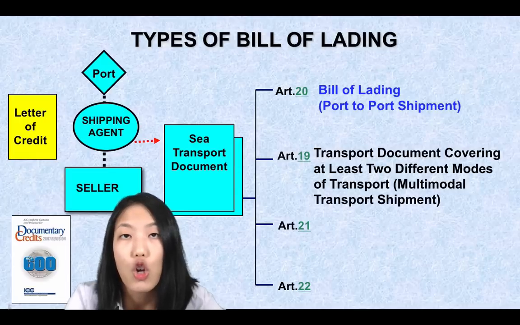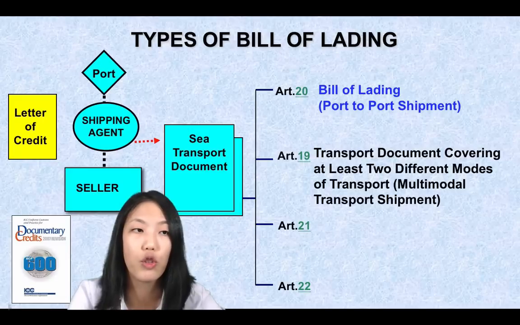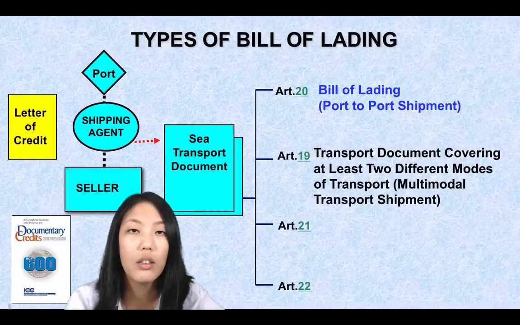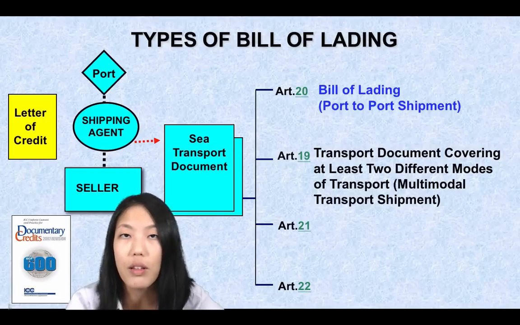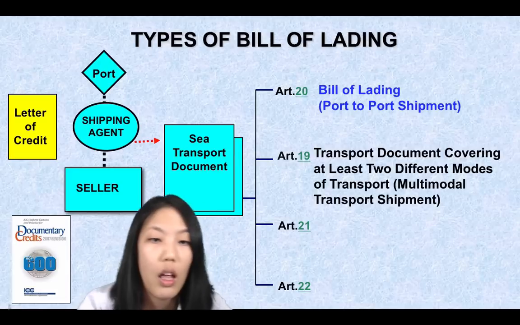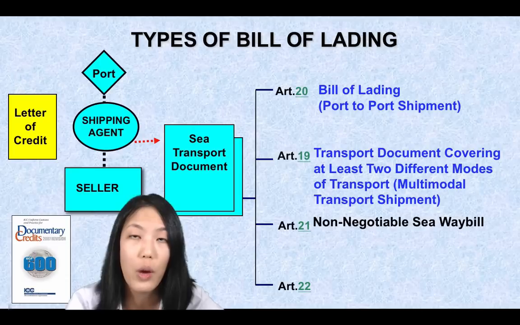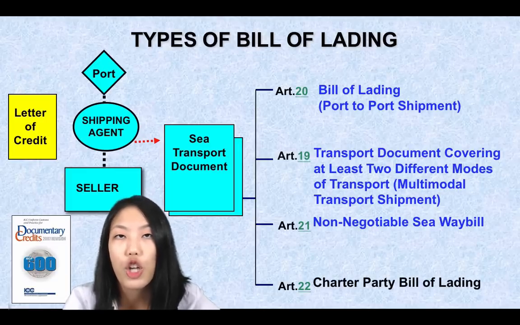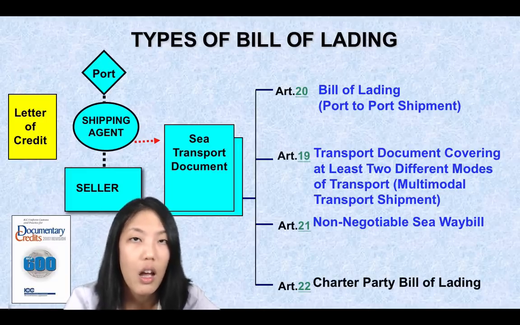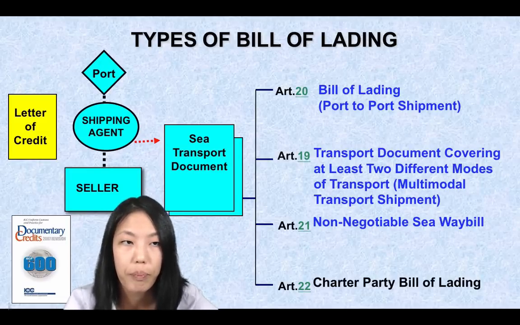Number 2, transport document covering at least 2 different modes of transport, also known as multimodal transport under Article 19 of UCP 600. The third is Non-Negotiable Sea Waybill, covered under Article 21 of UCP 600. Number 4, Charter Party Bill of Lading, covered under Article 22 of UCP 600.